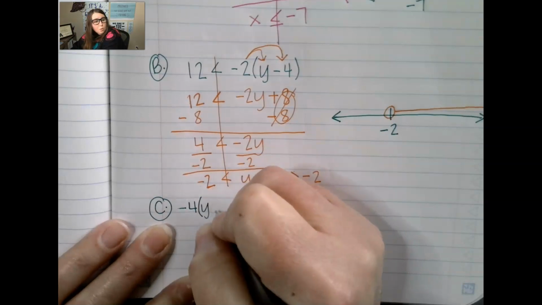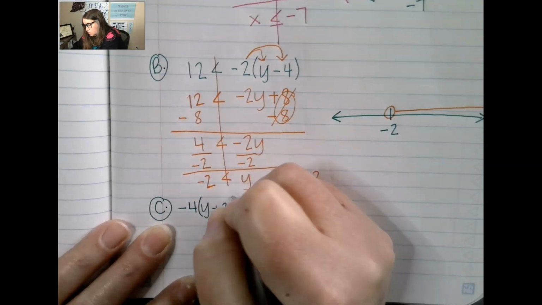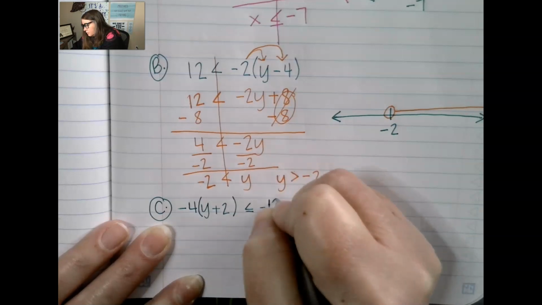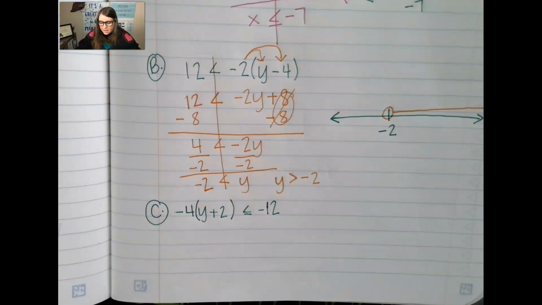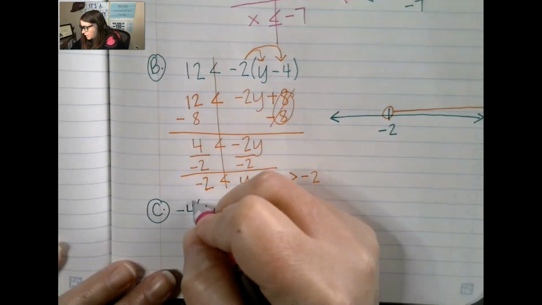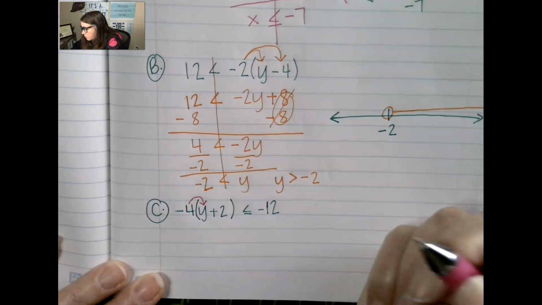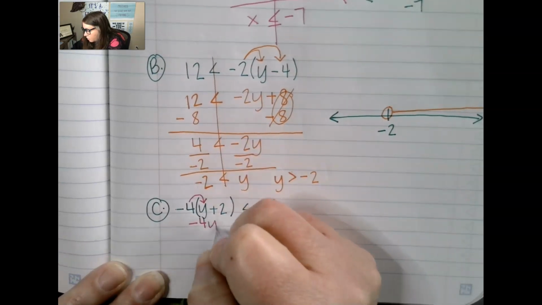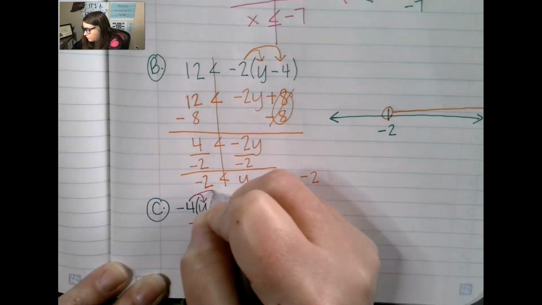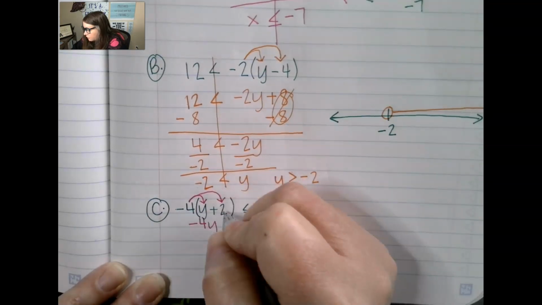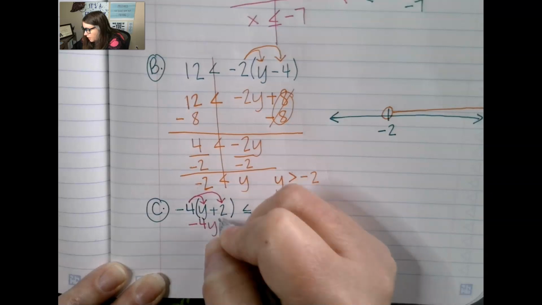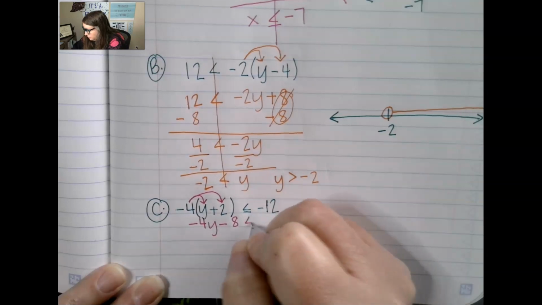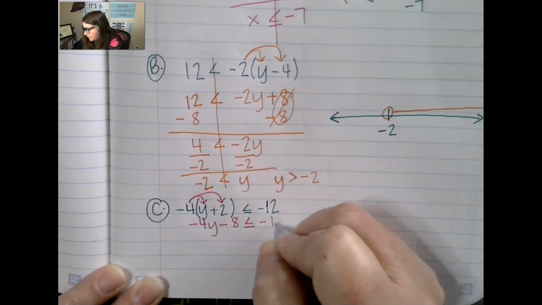Negative 4 times y plus 2 is less than or equal to negative 12. All right, so we're going to go ahead and distribute first. We got to share this 4 with both things in the parentheses. So negative 4 times y is negative 4y. Negative 4 times positive 2 is going to give us a negative 8, less than or equal to negative 12.